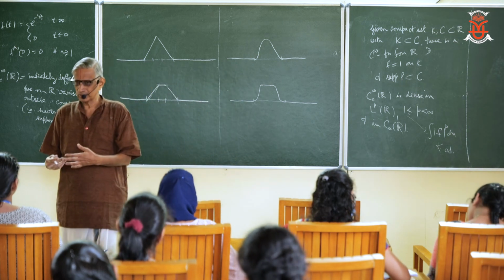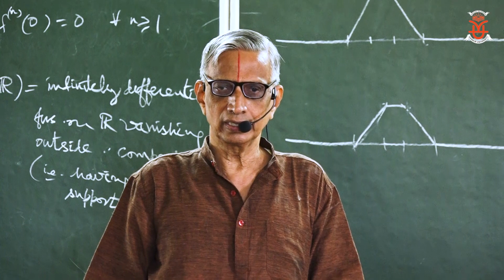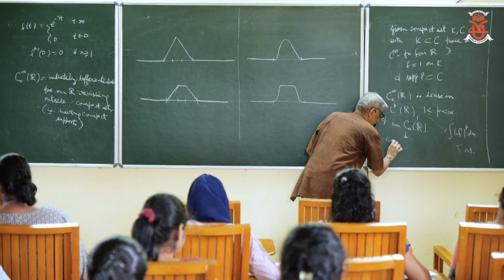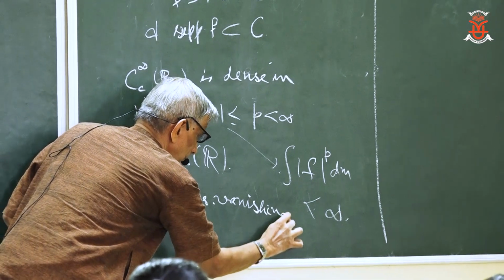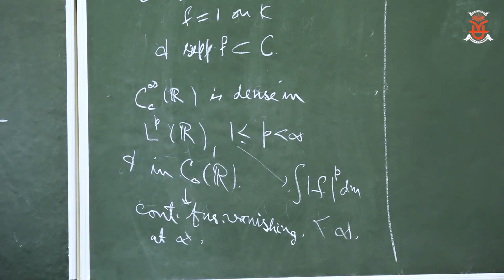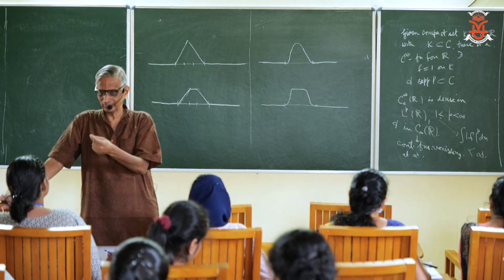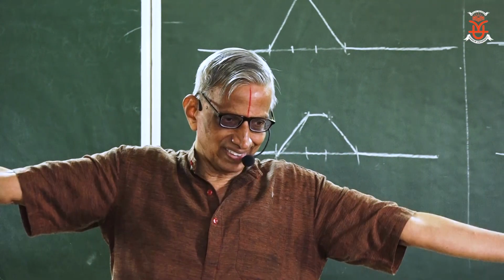C0 of R is all continuous functions on R which vanish at infinity, which go to zero at minus infinity and plus infinity. As mod x goes to infinity, f of x goes to zero. All continuous functions vanishing at infinity. That is, the limit of f(x) as mod x goes to infinity is zero. So, just to impress you that this is a large space, that's all. Okay. An analytic function which vanishes on a set with a limit point is zero, whereas here you can have functions vanishing on as large a compact set as you want.